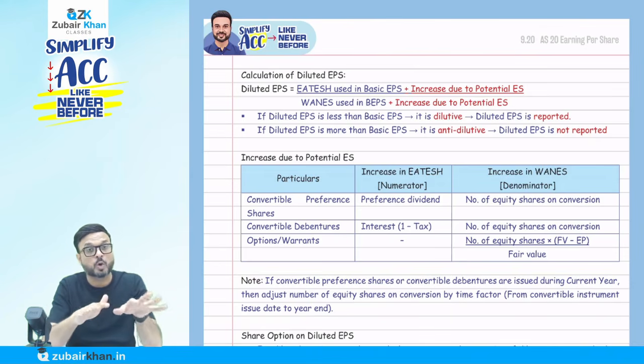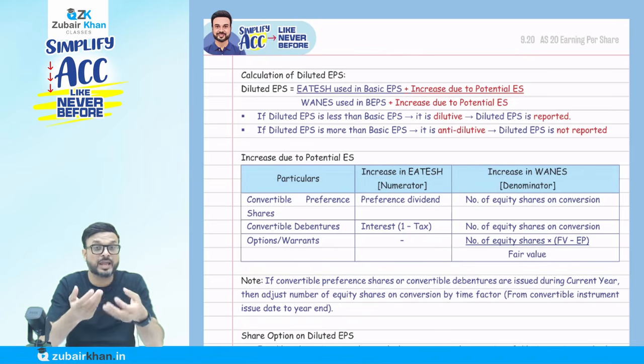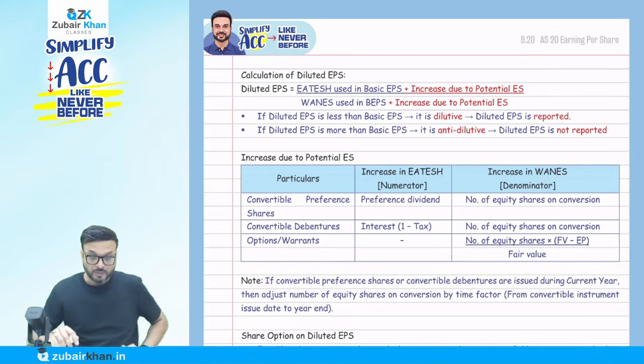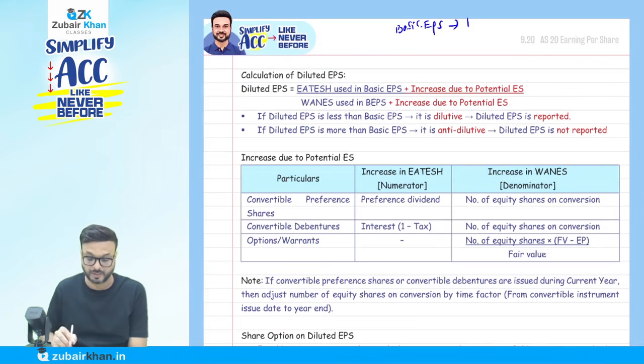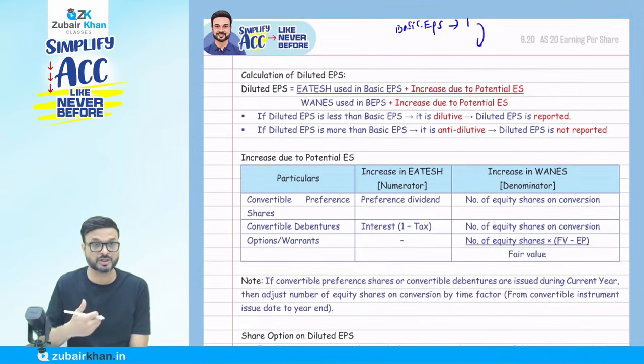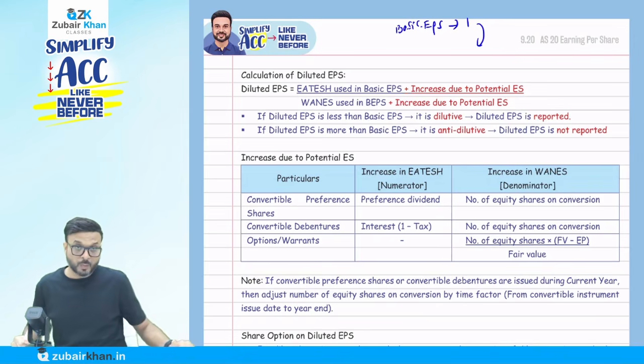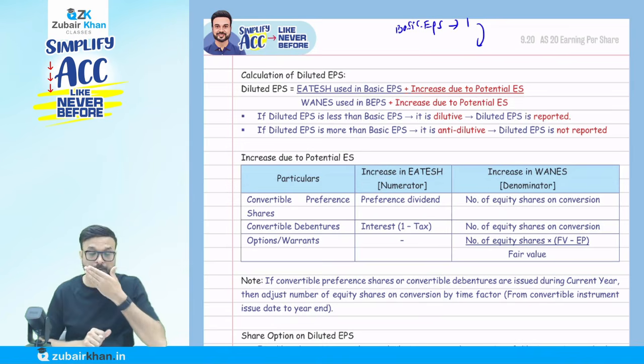Potential equity shares mean they are not equity shares today. Are they equity shares today? No, they are not equity shares today, but they are going to be converted into equity shares in future. So hypothetically, we say if they convert into equity shares today, what would be the EPS? If I say my basic EPS is, suppose, 1, and if those potential equity shares were hypothetically converted into equity shares today, what would be the position?